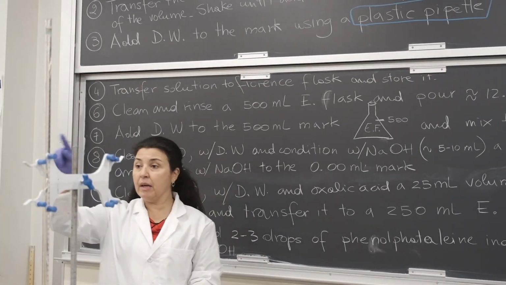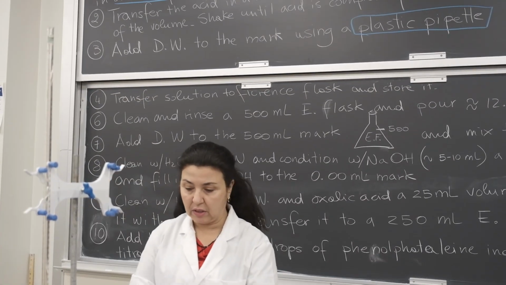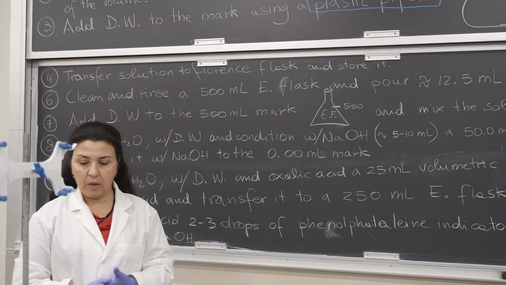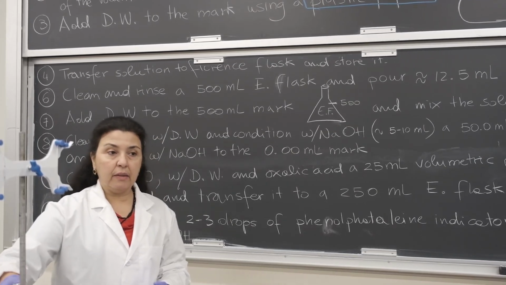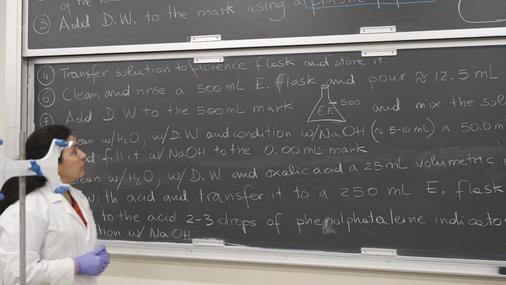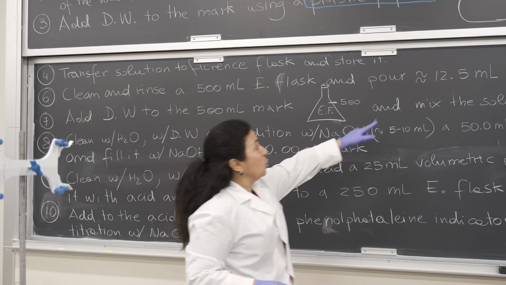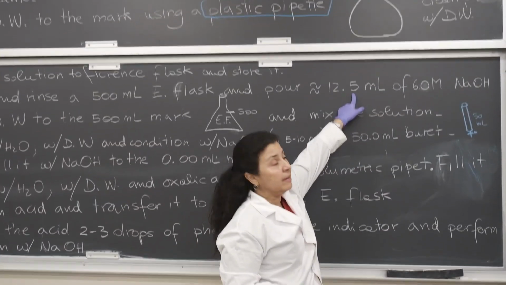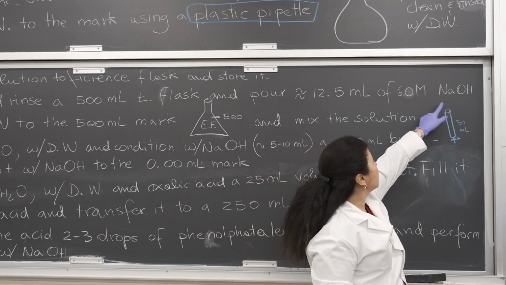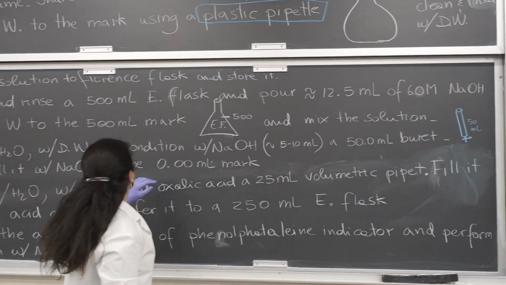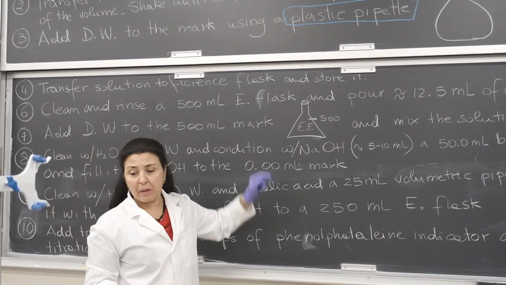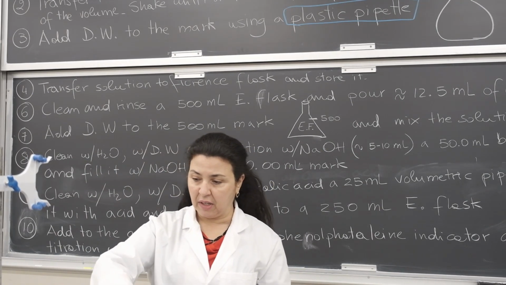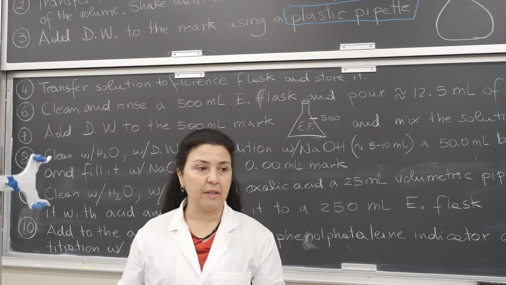Then we have in the hood, I didn't take it out because it's concentrated, 6 molar sodium hydroxide. You take approximately 12.5 to 30 milliliters, not more than that, of sodium hydroxide, and you put it in an Erlenmeyer flask, 500 milliliters per, so this is 250, double the size.